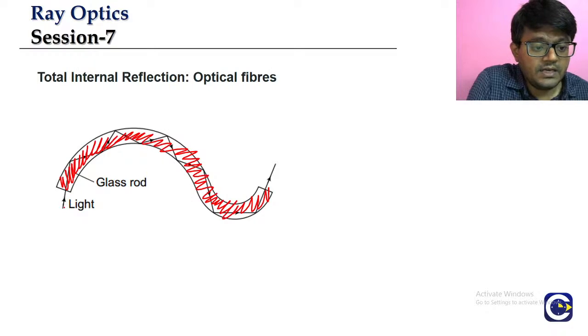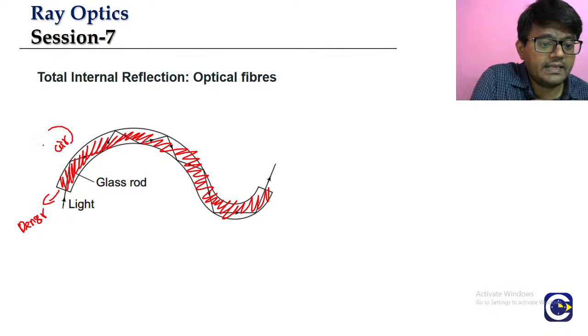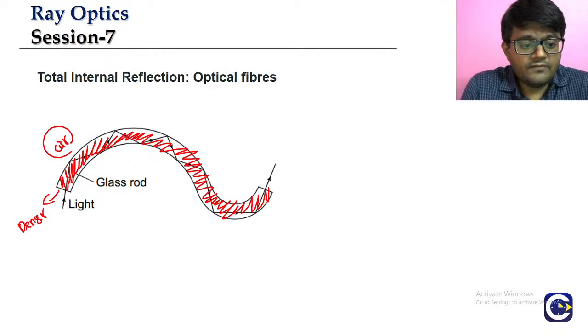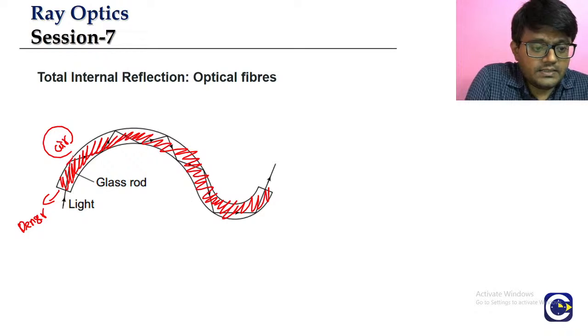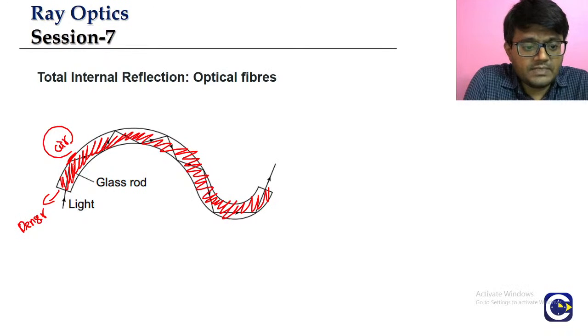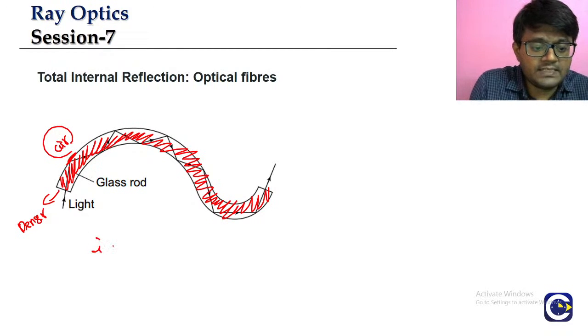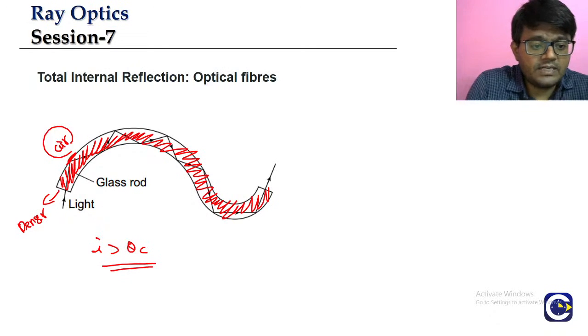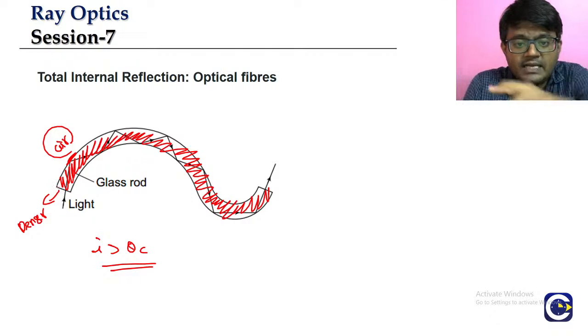So when a light ray is incident on it, this is the denser medium. Outside what is there? Air is there. Now when the interface is there, the light ray is falling on that interface from the denser medium. Outside is the rarer medium. If the angle of incidence is more than the critical angle, then the light rays will just keep on getting reflected inside only.